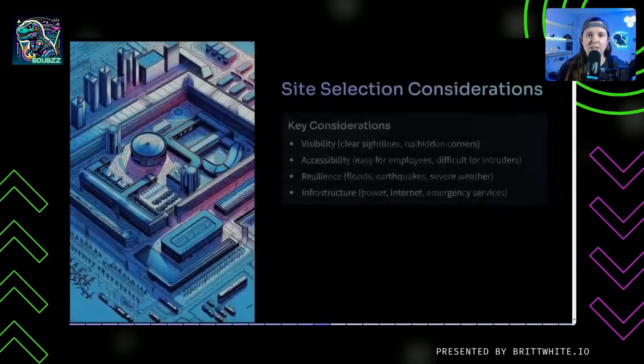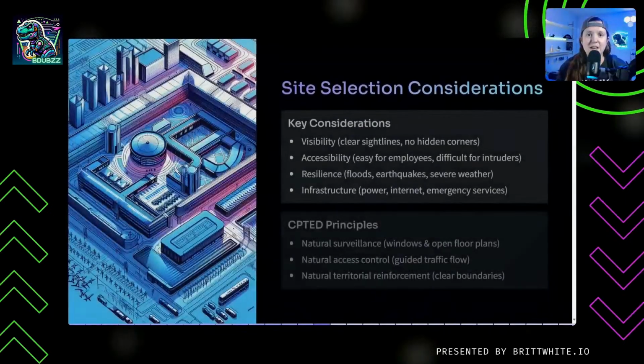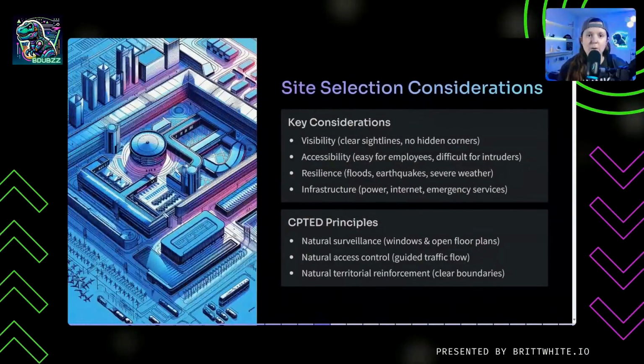Now, building a secure facility starts with where you put it. Site selection is huge. You have to consider the visibility. Can you see around the place? You don't want any hidden corners for troublemakers. Consider the accessibility. Is it easy for authorized employees, but a nightmare for intruders? Consider proximity to emergency services and employee access. Consider the resilience. Can it stand up to natural threats?